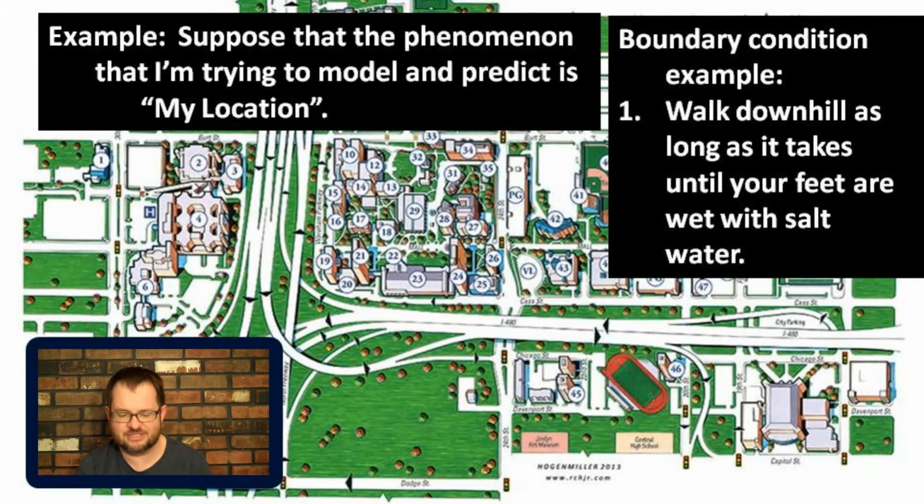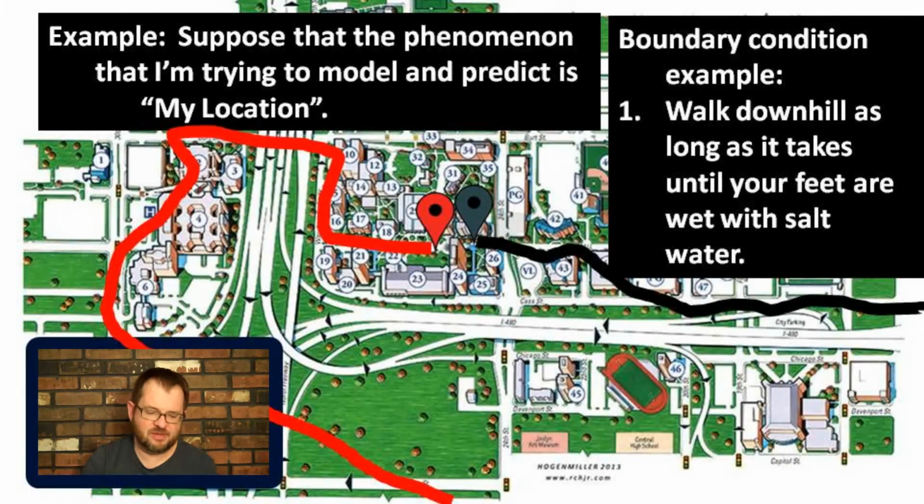I kind of just wrote it as one step here. Walk downhill as long as it takes until your feet are wet with salt water. Okay? That's a pretty simple instruction. And I'm going to have my two little people start right there in front of Creighton Hall. The person in red is just a little bit west of the top of the hill, and they're going to walk downhill, down the mall, past the student center, past Kiewit, past Gallagher, down under Wareham Parkway, around under Highway 74, wherever that all takes. I don't know exactly which way is all downhill over there.